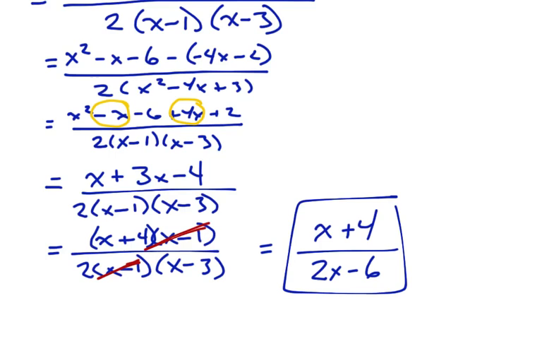So basically, when we're trying to add or subtract fractions, we need to make sure that we have common denominators and then just add or subtract numerators. Go through the process of trying to simplify the fraction afterwards.